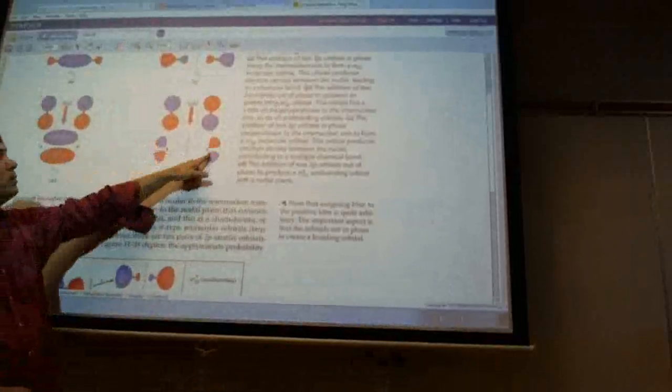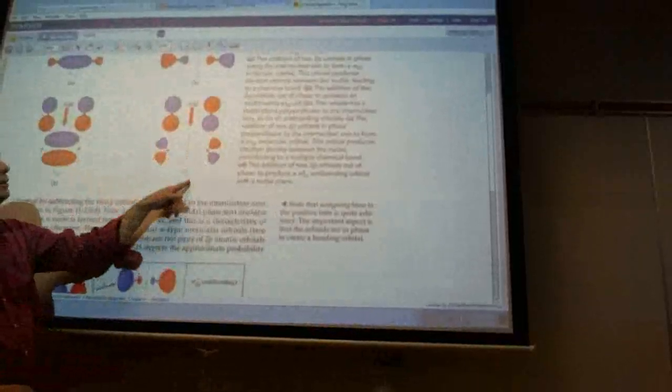And then we do it out of phase. Do you see this? It looks like two p orbitals are repelling each other. But this is just one orbital. This is a pi star 2p. And so we have the bonding and the antibonding. Let's continue here.